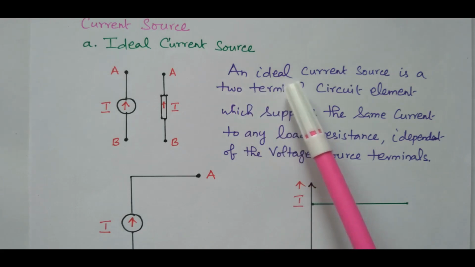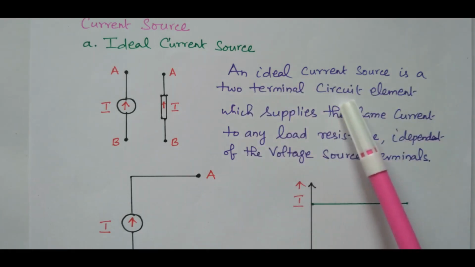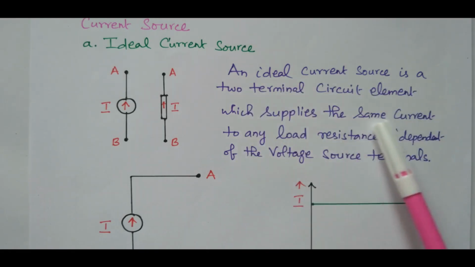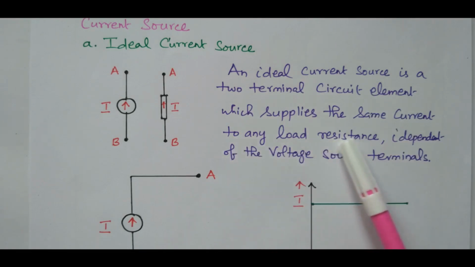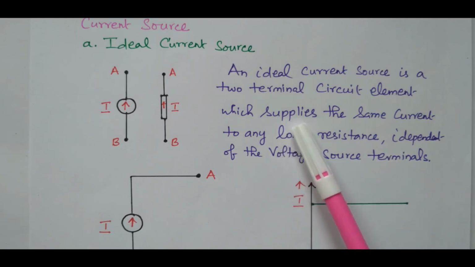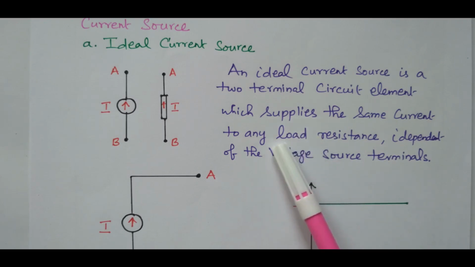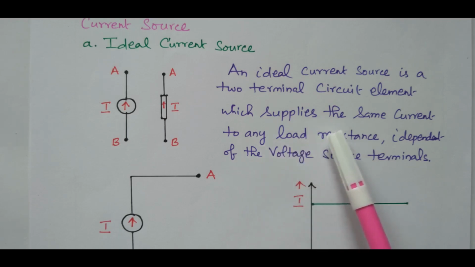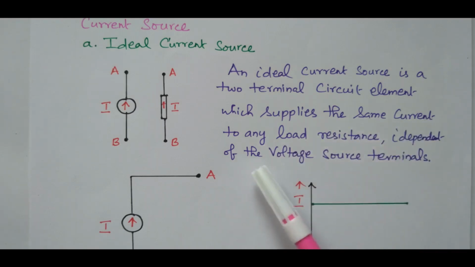So the ideal current source is a two-terminal circuit element which supplies the same current at any load resistance, independent of the voltage across its terminals, right? So ideal means it will supply the same current for any load resistance. Whether the load resistance increases or decreases, it always supplies the same current, independent of the voltage, right?